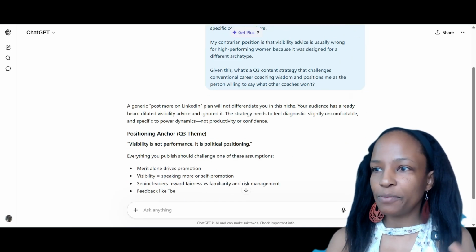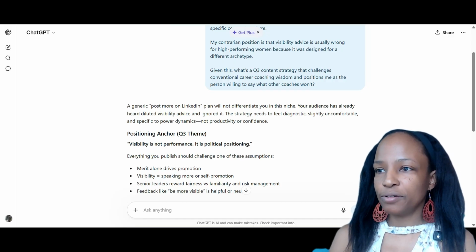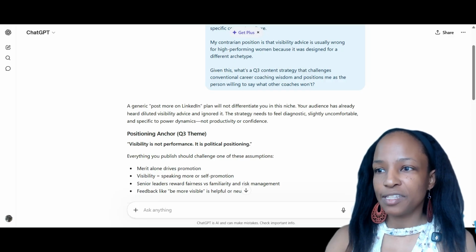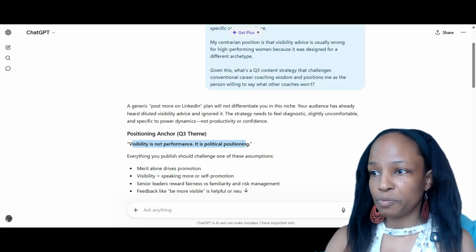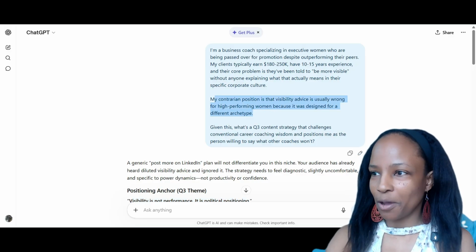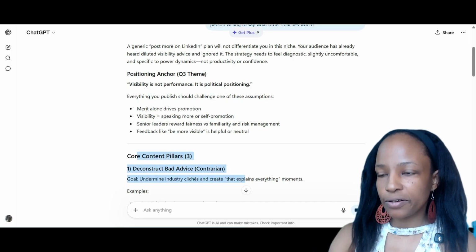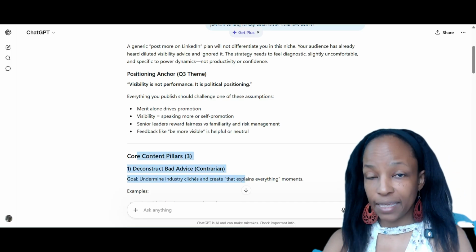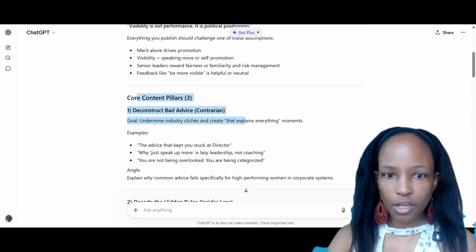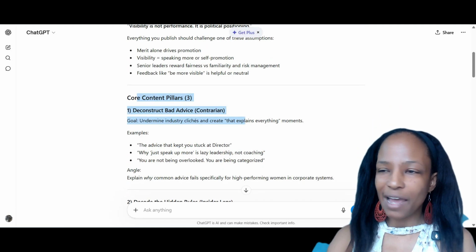So it's saying a generic post more on LinkedIn will not differentiate you in its niche. Your audience already heard diluted visibility advice and ignored it. So it's a little bit better because visibility is not performance, it's political positioning. So it knows this because I told it to. I gave it that context. And so here's my core content pillars. And of course, you would always read this, vet against it, and make sure that it is actually correct to you and your situation. So I asked for a content strategy, but I wouldn't leave it at this.